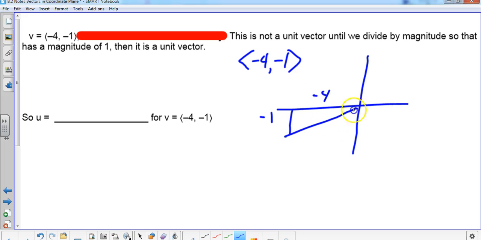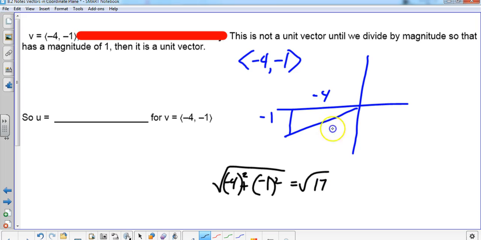So what is this hypotenuse? Can you find the magnitude of that vector? Square root of what? Oh, I screwed that up. 17. Everybody okay? We're adding, right? Because this is the hypotenuse. So what would we have to divide all those by to make this vector length here be 1 instead of square root of 17? So we have to divide everything by square root of 17.